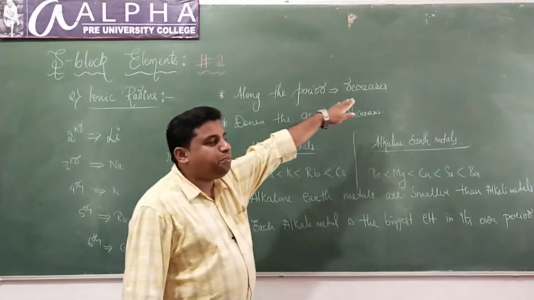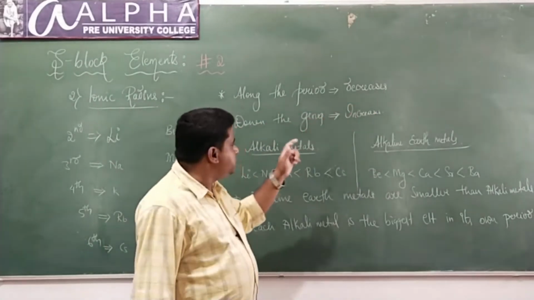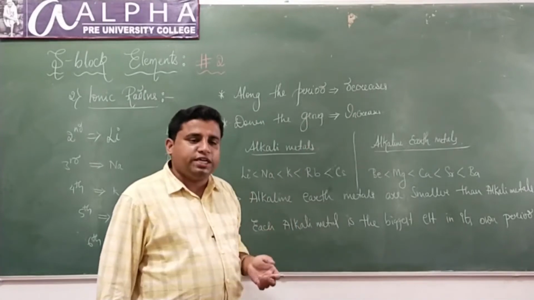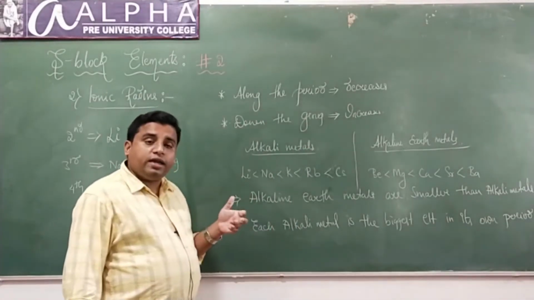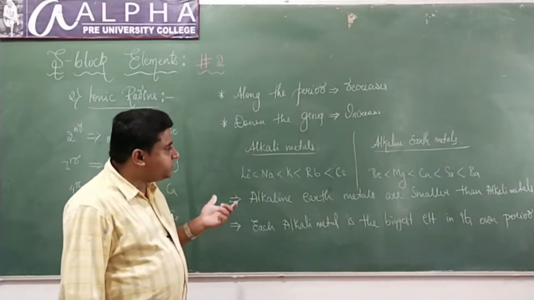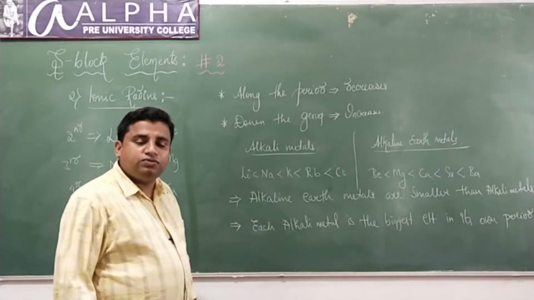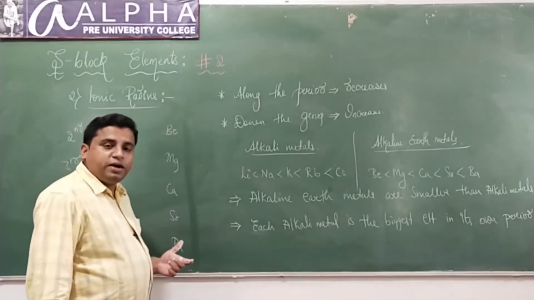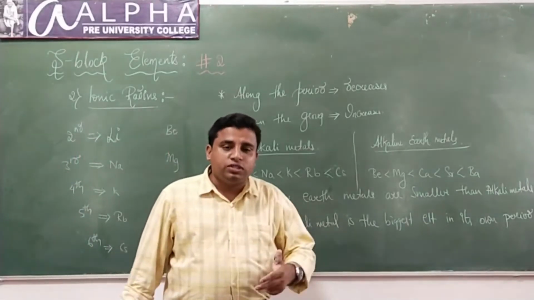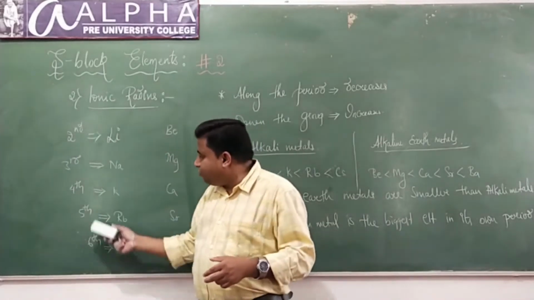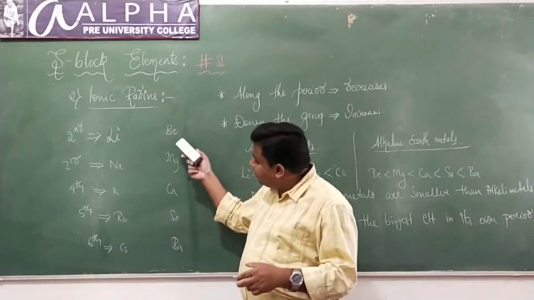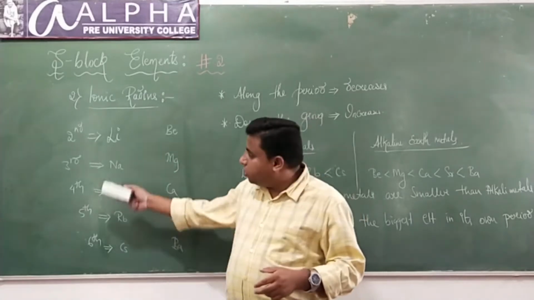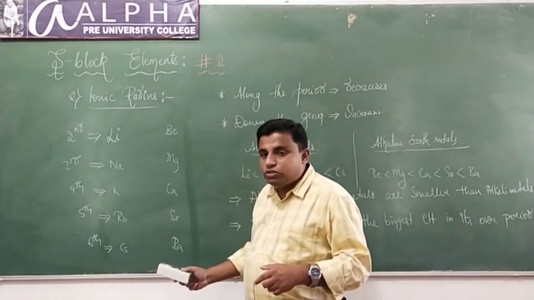That means along the period ionic radius decreases, down the group ionic radius increases. Same trend, there is no change in it. But here we'll be talking about ions. We know alkali metals will form unipositive ions, whereas alkaline earth metals will form dipositive cations. Monopositive cation, dipositive cation.